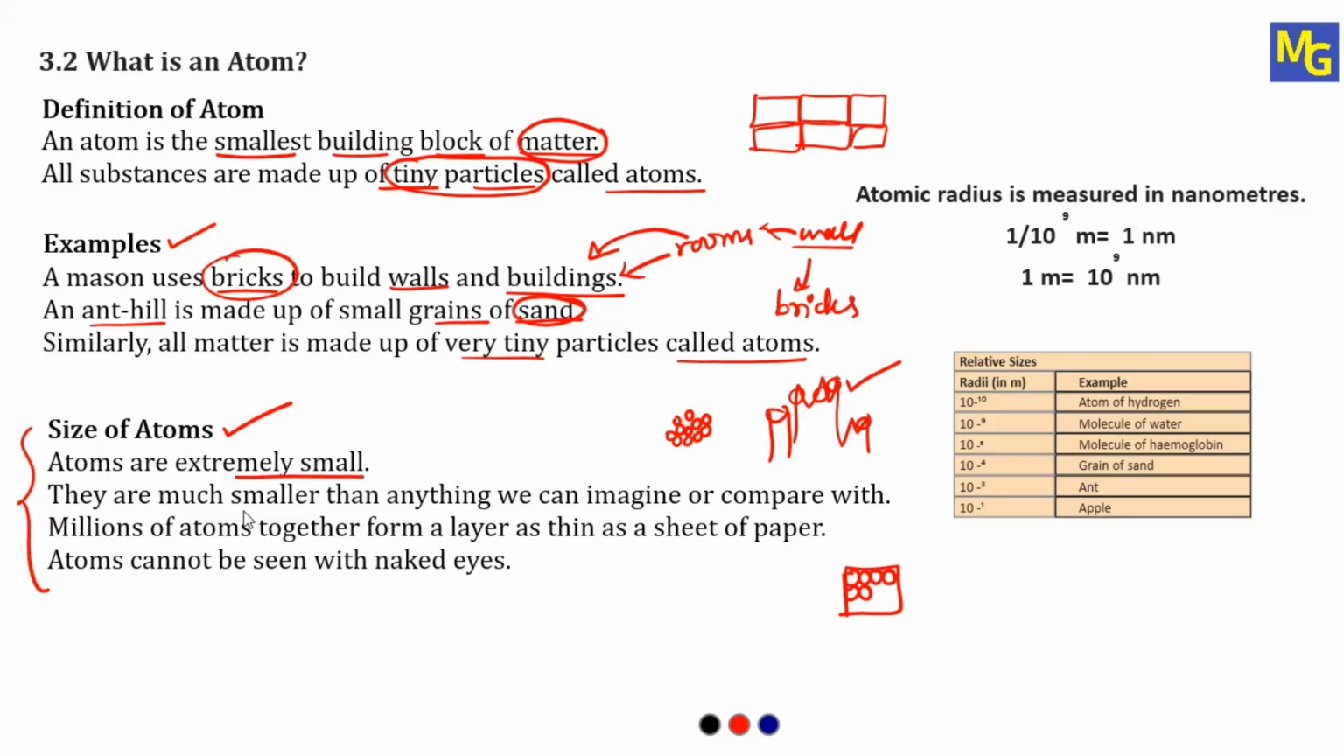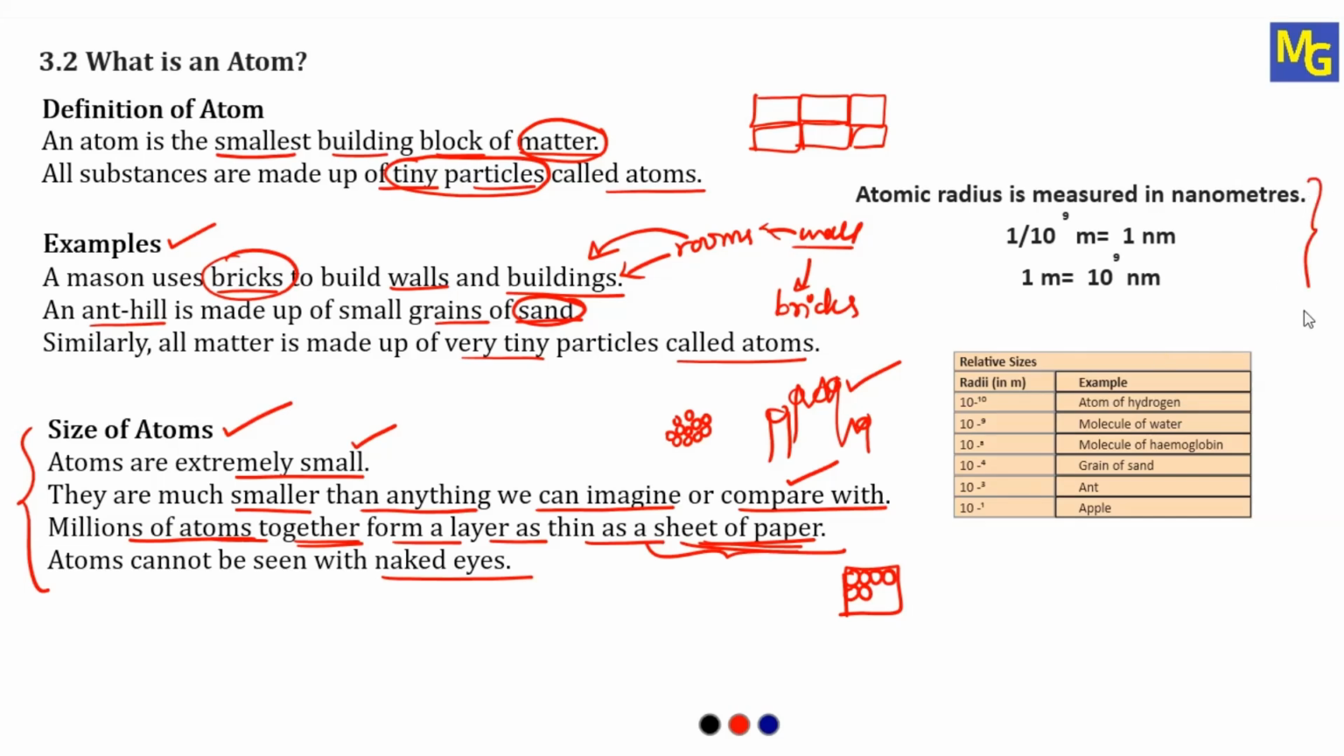Atoms are extremely small. They are much smaller than anything we can imagine or compare with. The meaning is, we cannot imagine the size of an atom, and we cannot compare the size of an atom with any other thing. It is so small. Millions of atoms together form a layer as thin as a sheet of paper. As we have all seen, a sheet of paper is so thin, its width is so small. When you take millions of atoms together, then we get a layer as thin as a sheet of paper. So you can imagine the size of atoms now. Atoms cannot be seen with the naked eye. These are some of the points we have discussed about the size of atoms.